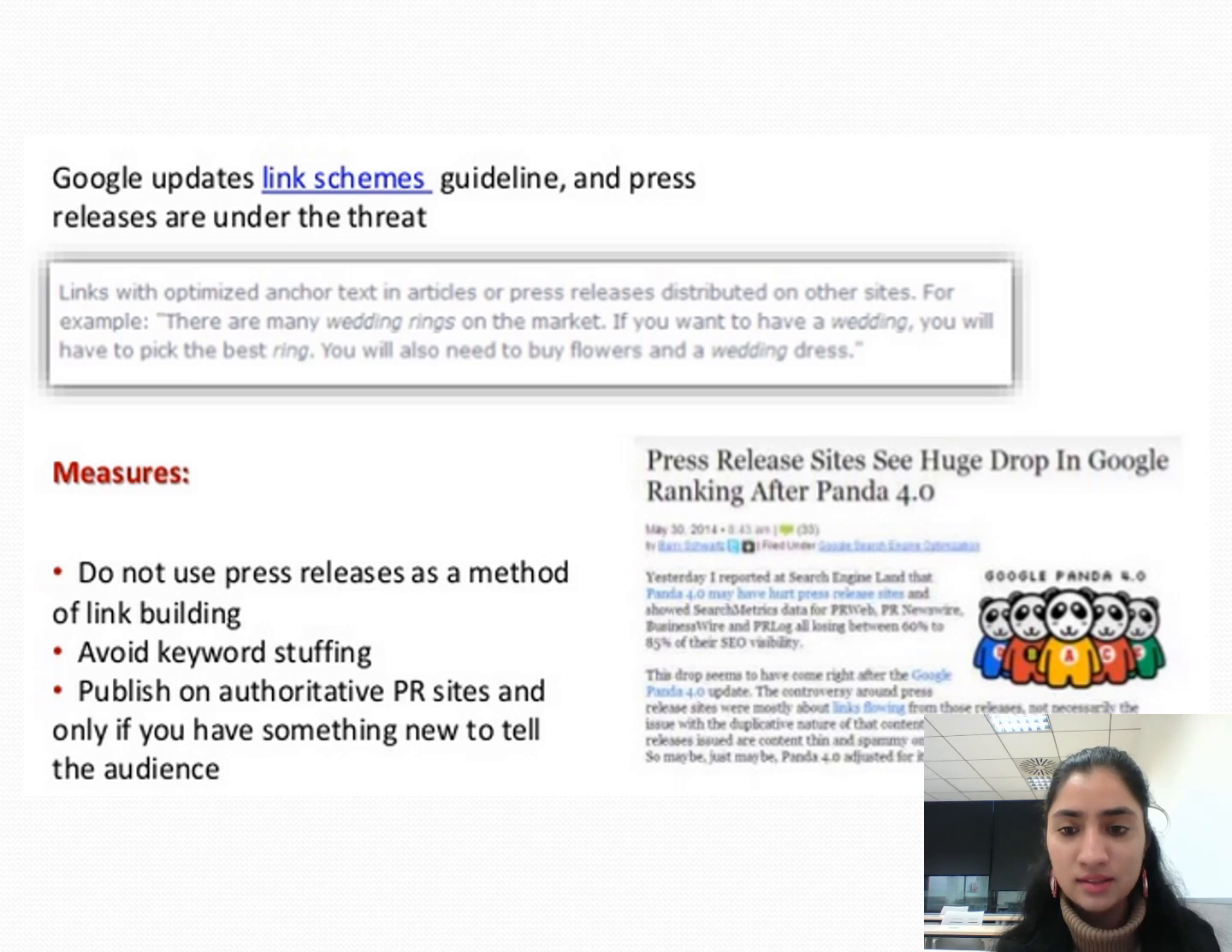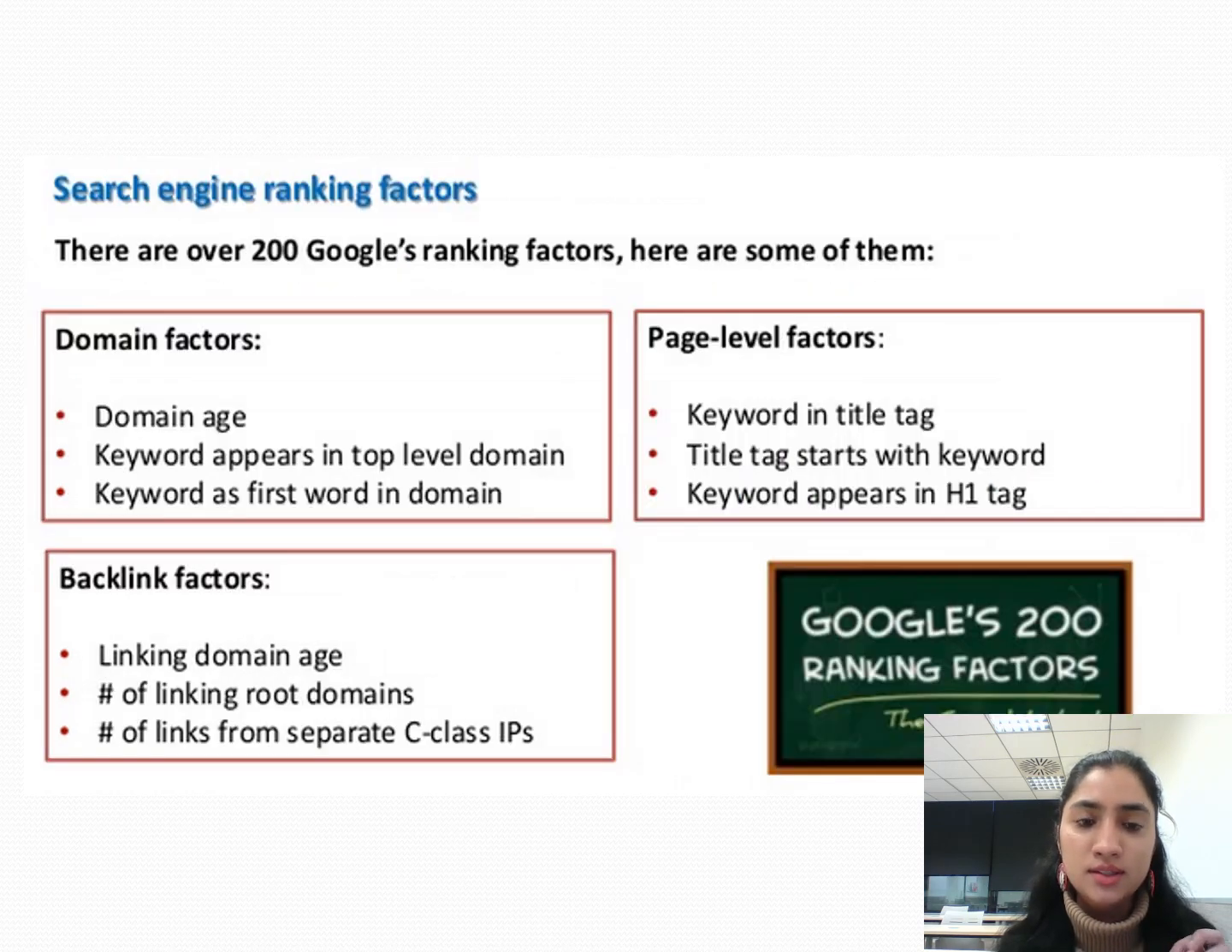Okay, press release sites saw a huge drop in Google ranking after Panda 4.0. Do not use press releases as a method of link building. Avoid keyword stuffing, and publish on authoritative PR sites only if you have something new to tell the audience. So when you are doing SEO, or publishing your data, do not publish it on press release sites, because sometimes they can cause problems for you. Search engine ranking factors are very important.